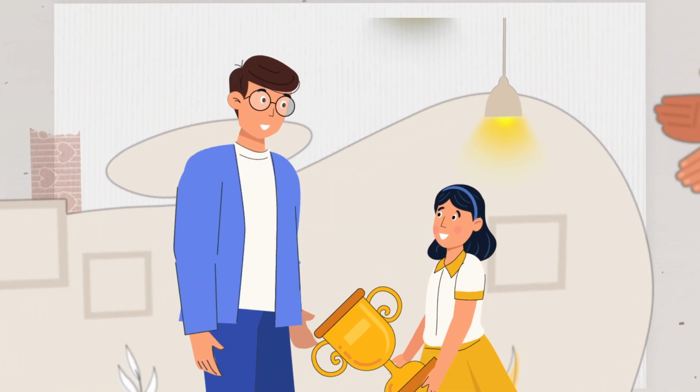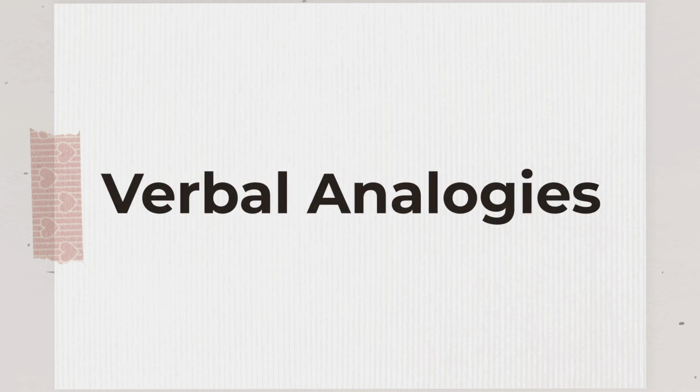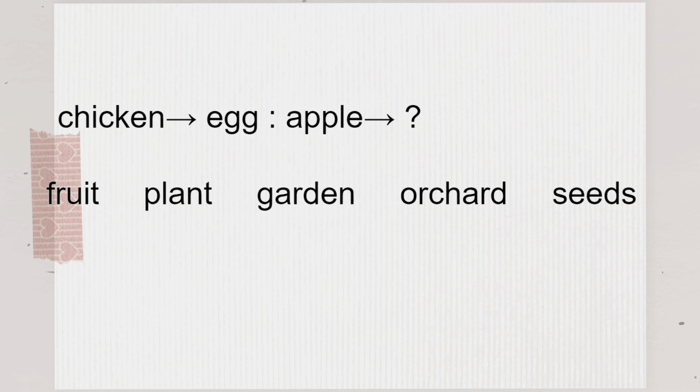Now, let's move on to the last battery of the 4th grade CogAT test, the verbal battery. The first subtest in this battery is called verbal analogies. This question shows a pair of words that go together in a certain way, and a third word. Choose a word from the answer choices that goes together with the third word in the same way.